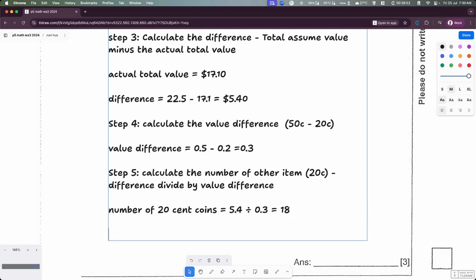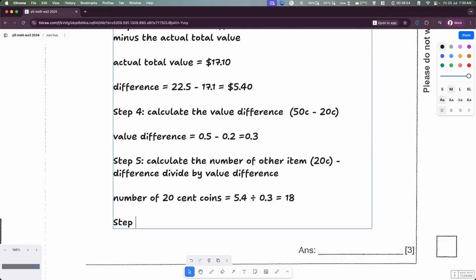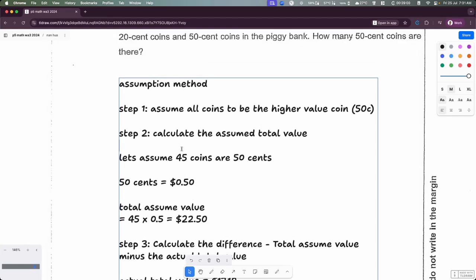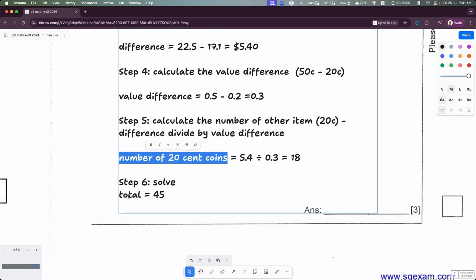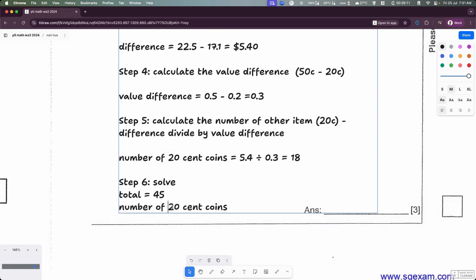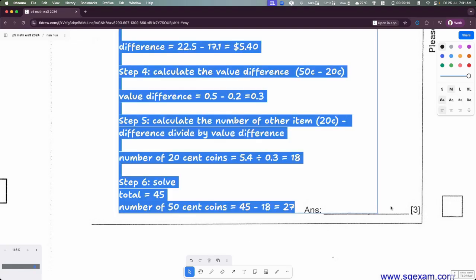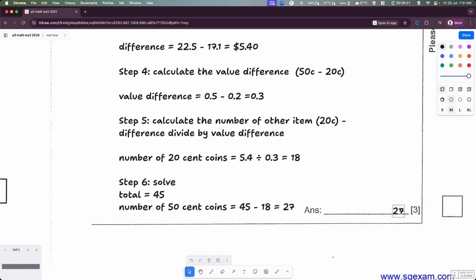Okay, so 18. From there, step 6, we can solve. We know the number of 20-cent coins. We also know the total is 45 coins. Then the number of 50-cent coins is equal to 45 minus 18. This will give you 27. All right, and the answer is 27.